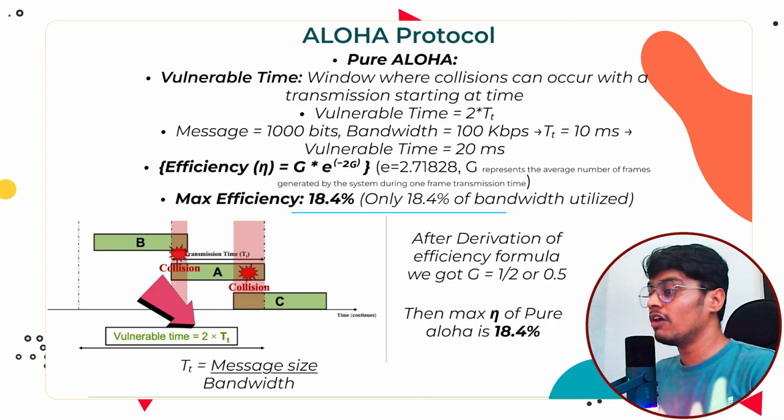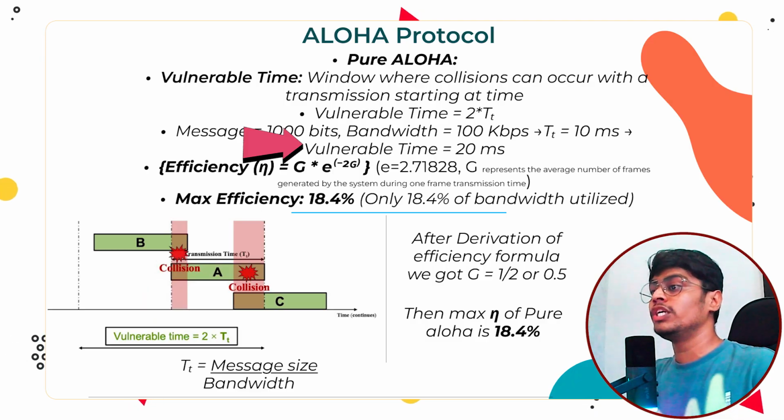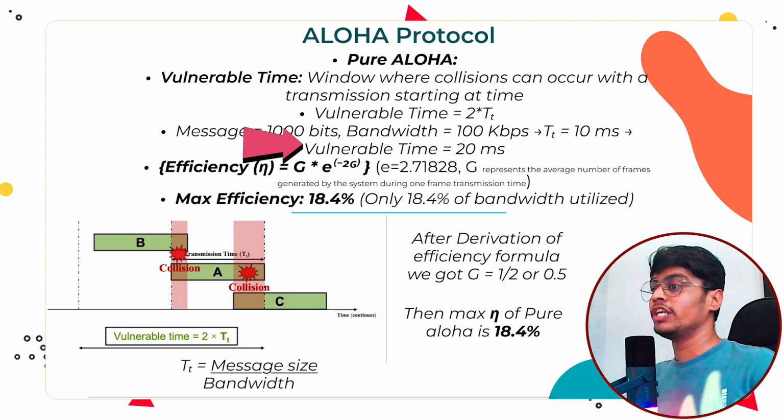So here we have our first formula. Vulnerable time equal to 2 into transmission time. You can say vulnerable time is 2 into 10, 20 millisecond according to this example.